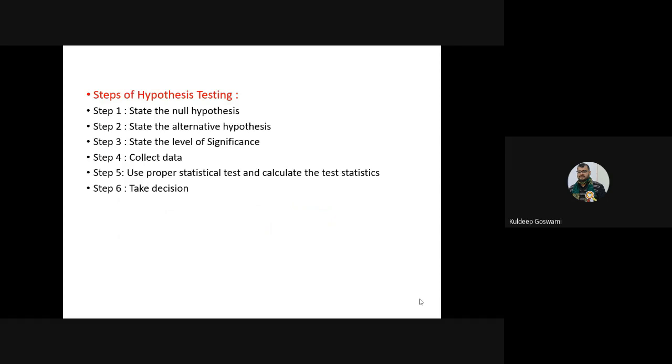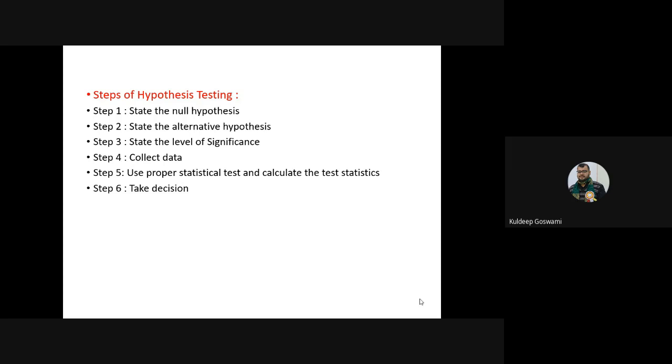Next, these are the steps involved in testing of significance, or say drawing inference of a sample for the population. Step 1, we have to state the null hypothesis. In step 2, we have to state the alternative hypothesis. Sometimes it is omitted. Step 3, state the level of significance.